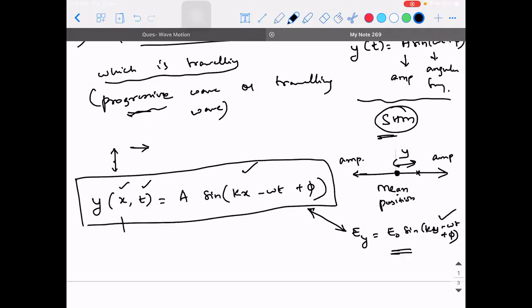Here y stands for the displacement of the particle. X is obviously the displacement along x direction. t is time. A stands for amplitude of the particle. k stands for what, guys? Can you tell me?